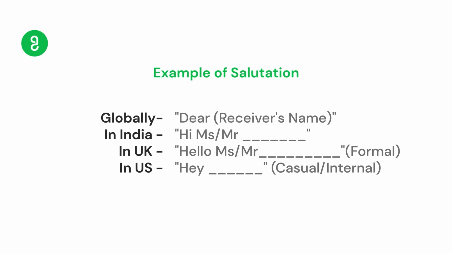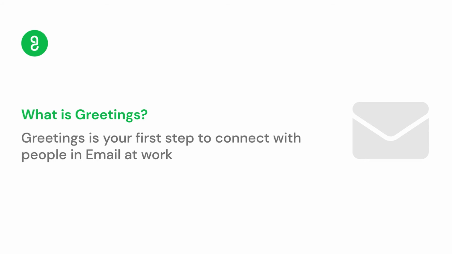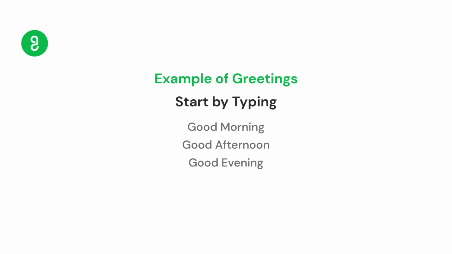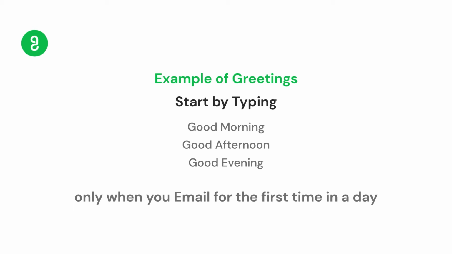And here comes the next part of your email, that is greetings. You would have seen people typing greetings with an exclamation mark. Now, this greeting is the connection between you and the receiver. So, generally try to wish them. Start by typing good morning, good afternoon, or good evening. Remember, don't type this every time you send an email to the same person. You should type it only the first time you send an email to that person in that particular day.